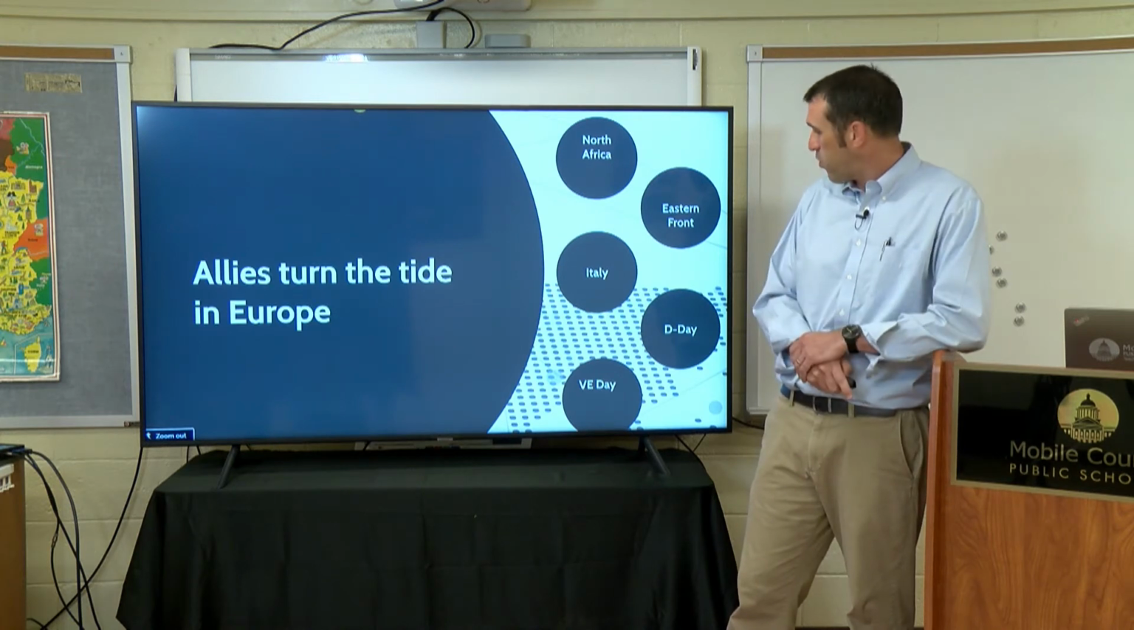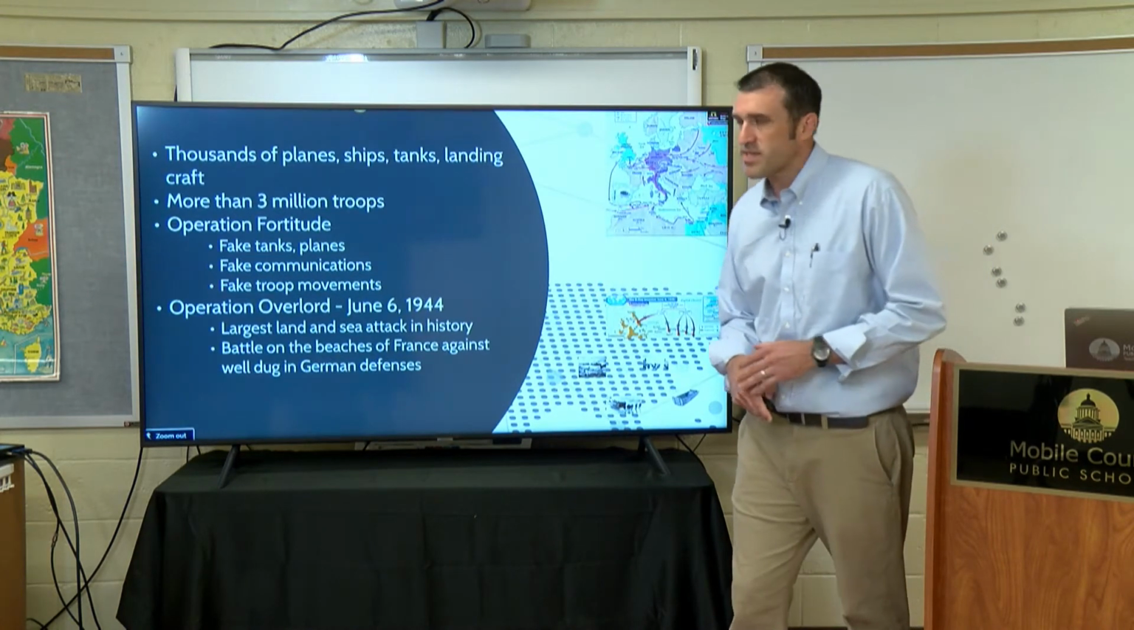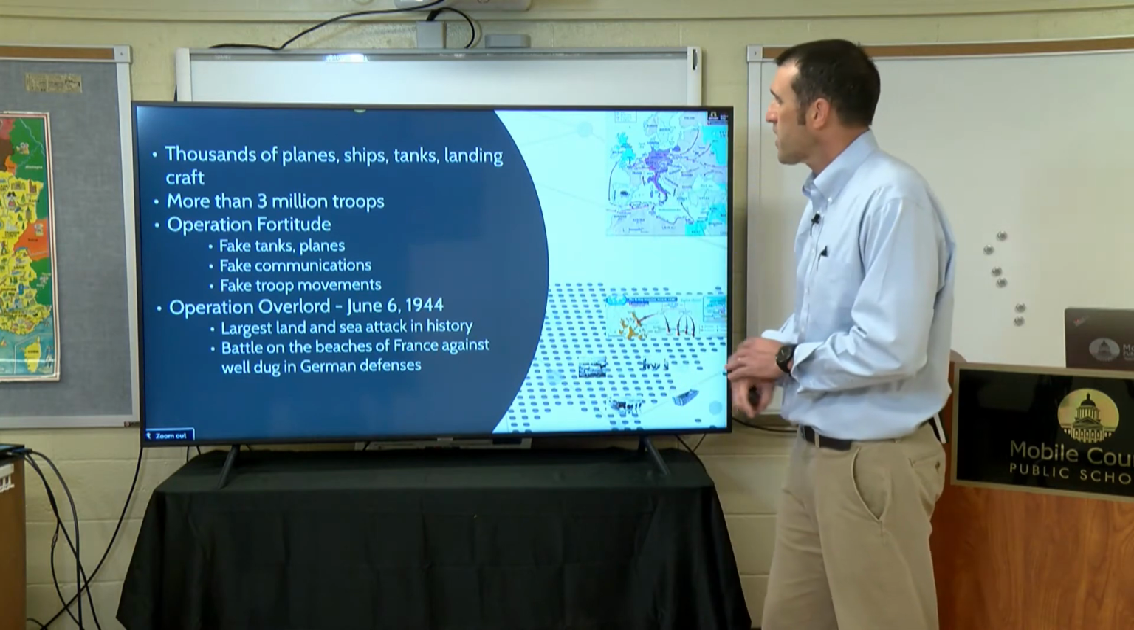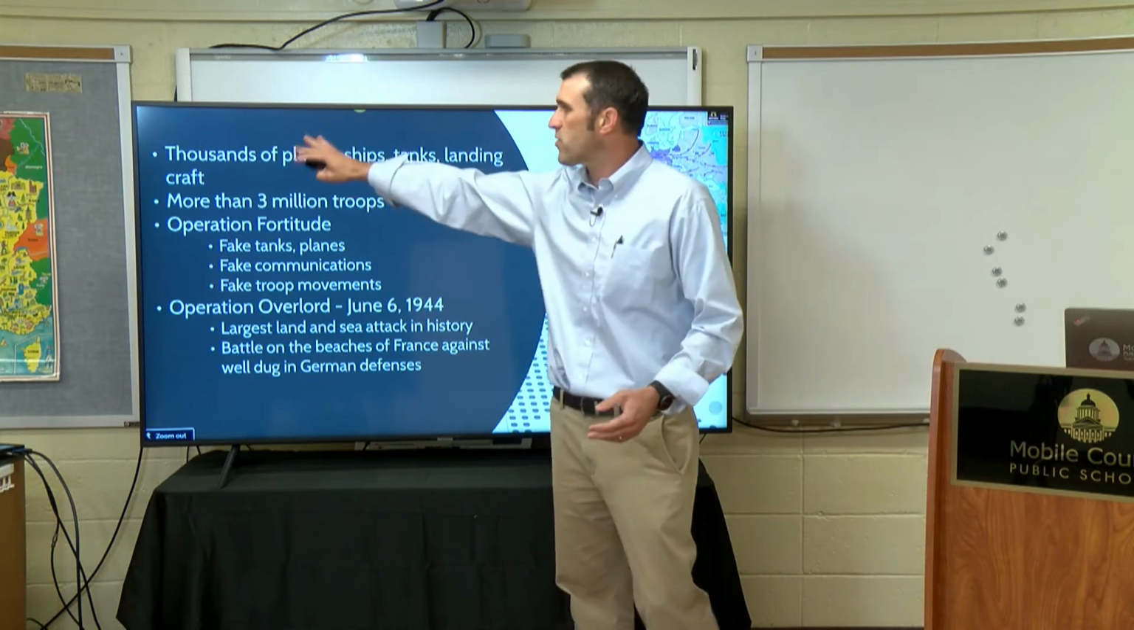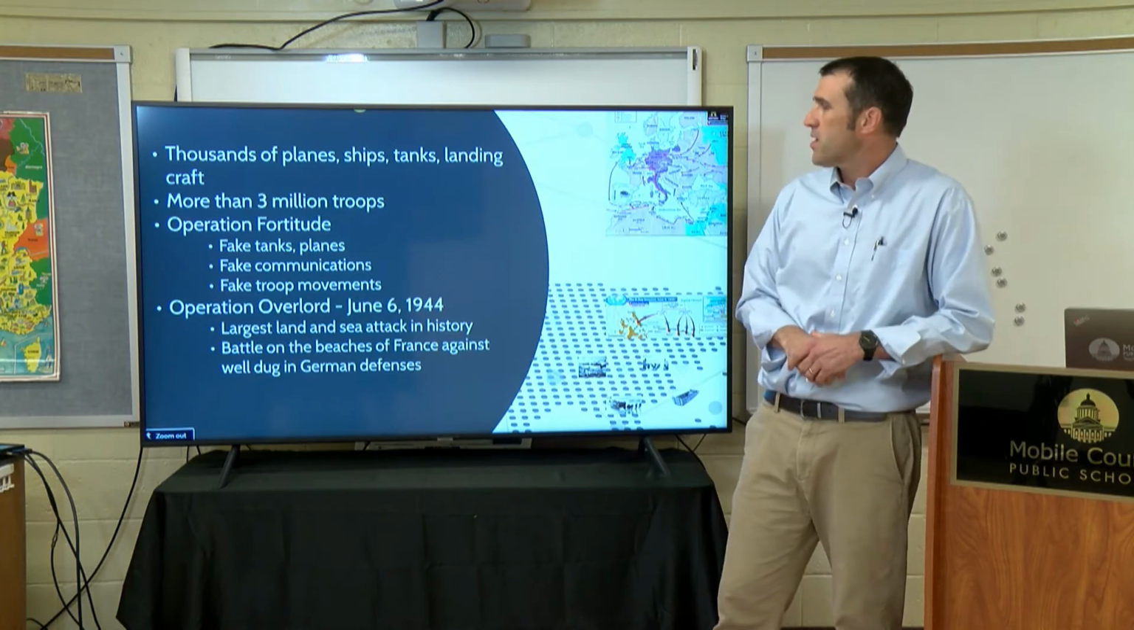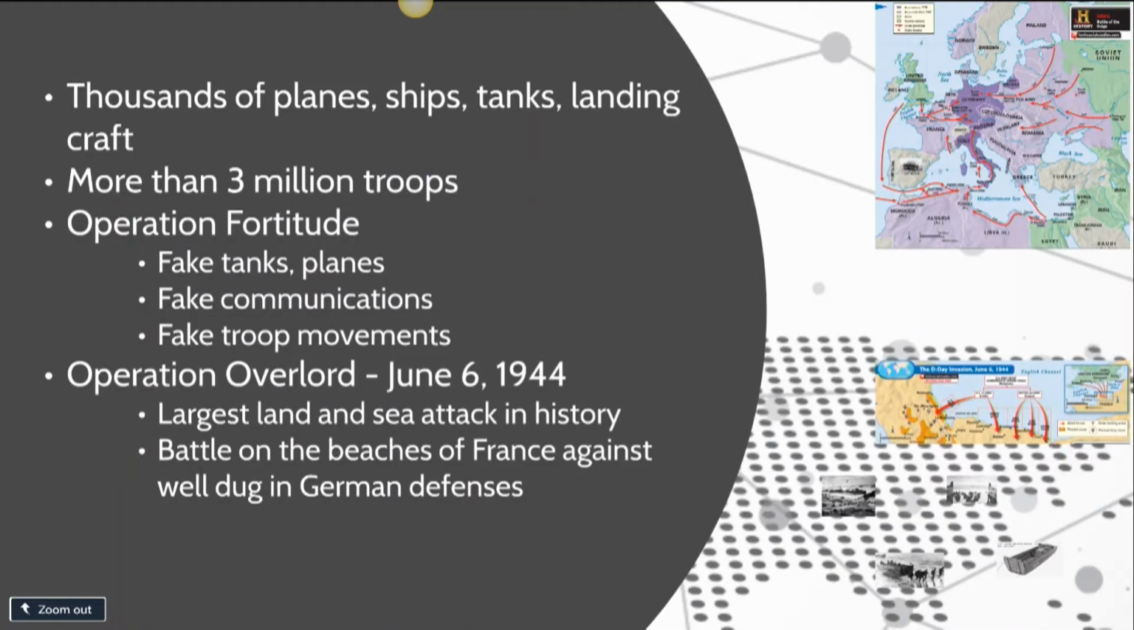Along the French-German border. And so let's turn our attention to what would be called D-Day. The Allies began to gather a huge fighting force of thousands of planes, ships, tanks, landing craft, 3 million plus troops to launch an attack from Great Britain onto mainland France. Well, if they're mounting this kind of force, you know that the enemy is going to be aware of some of these things going on. And Hitler knew that there was going to be an attack. He just didn't know when or exactly where.